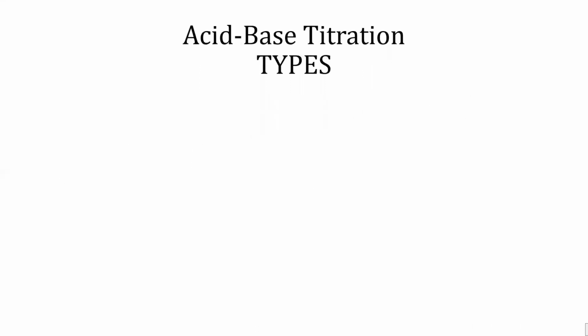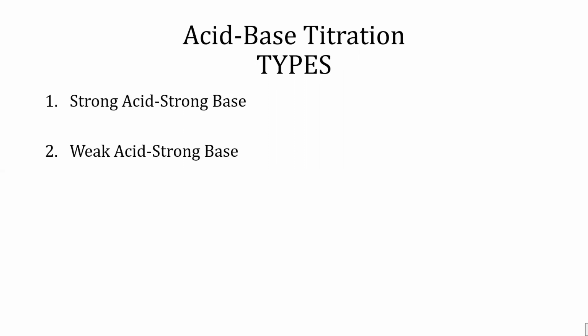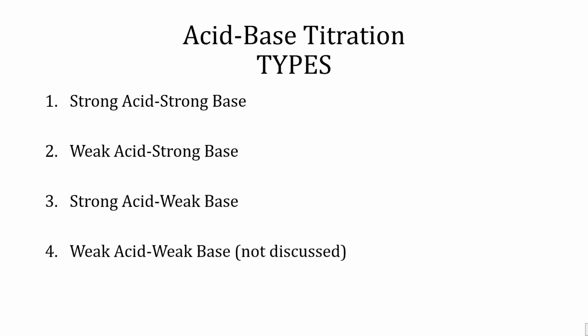There are 4 types of acid-base titrations. 1. Strong acid, strong base. 2. Weak acid, strong base. 3. Strong acid, weak base. 4. Weak acid, weak base. For this lecture, we will discuss the first 3 titrations.